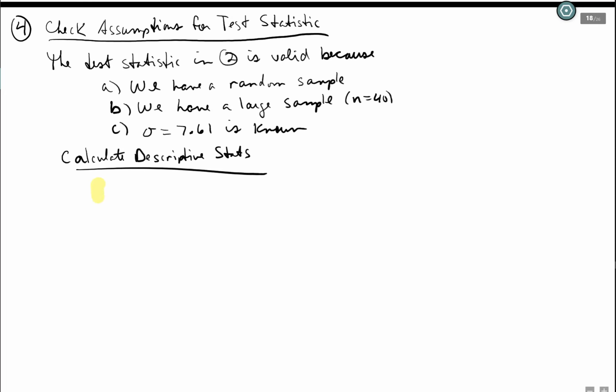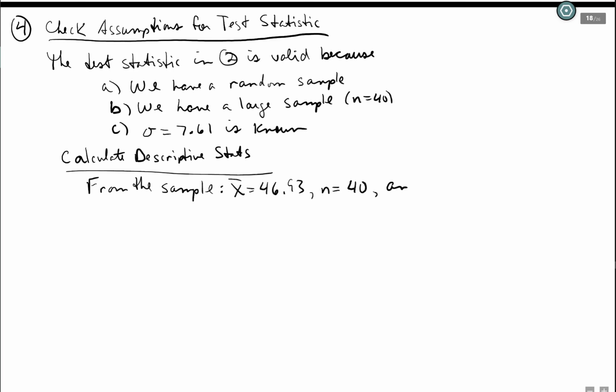So what I want to state here is from the sample, we see that X bar is 46.93. N is the sample size, that's 40. And sigma is really given though. Sigma is 7.61. This is given. Okay, so that's what I need to compute my statistic.